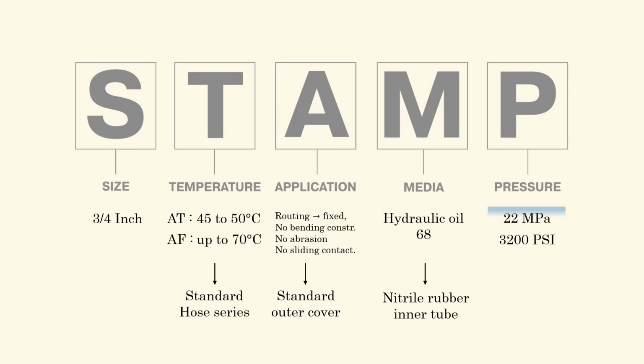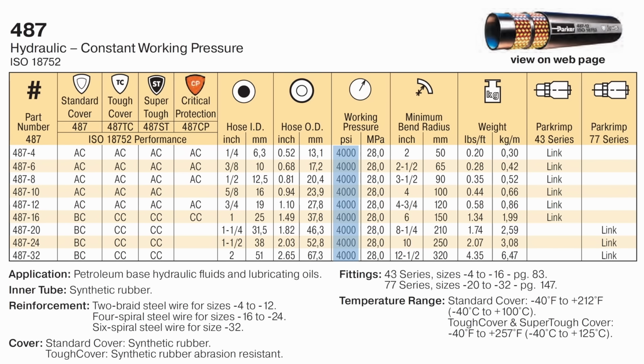Now, for our application, we need a working pressure of about 22 megapascal, which is roughly 3200 psi. So select a 400 psi series. From this catalog, this corresponds to a 3 by 4 inch hose. The part number is 48712. So this hose meets our size requirement, our pressure rating, and also our application condition.